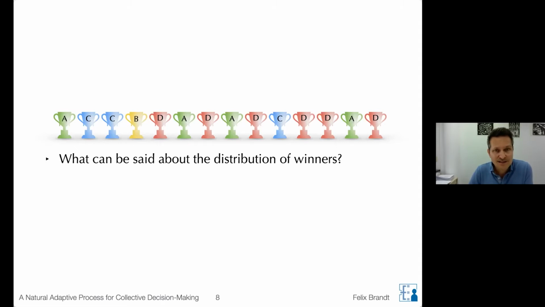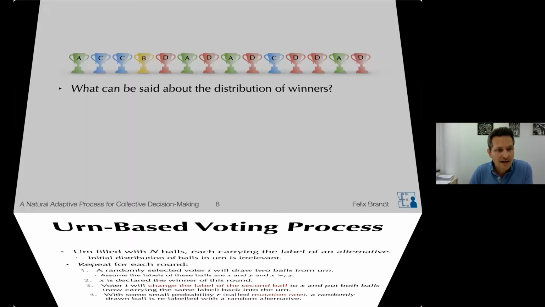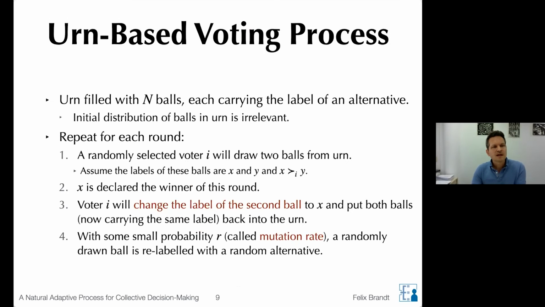But before we get to answer these questions, let me just formally, or a bit more formally, summarize the urn process that I described. So we have an urn filled with N balls. So capital N, you should recall, is the number of balls. And each of these balls carries the label of an alternative. As I said, the initial distribution is irrelevant.